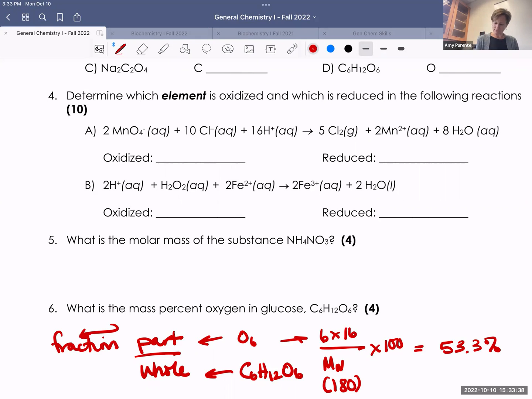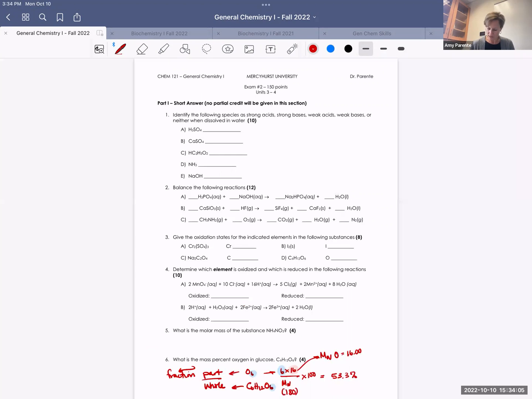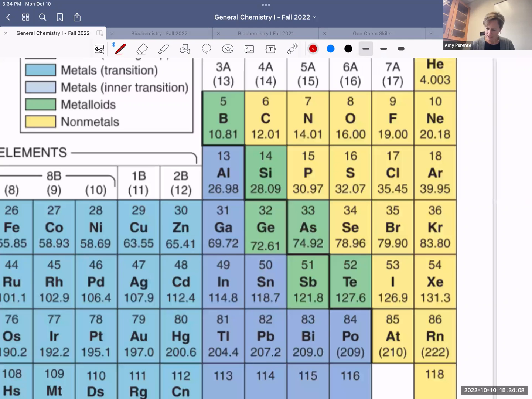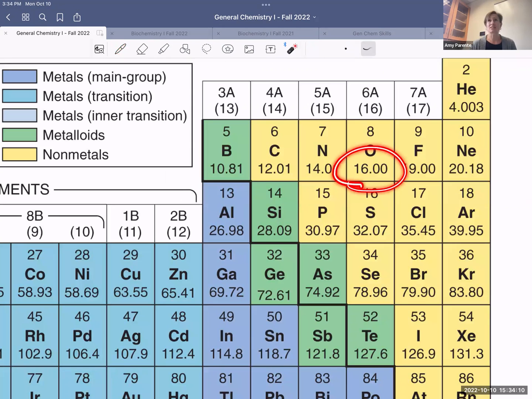Emily, how about you? So this 6, and we'll highlight here, comes from the fact that there are 6 oxygens in glucose. The 16 comes from looking up the molecular weight of oxygen on the periodic table, and that's 16.00. Looking at oxygen here, it's 16. So that's where I get that 16. Okay.